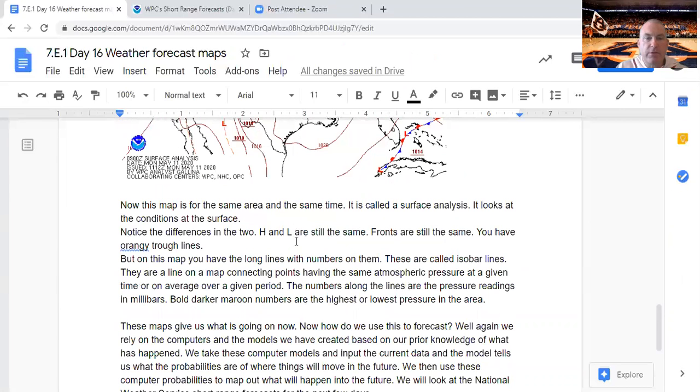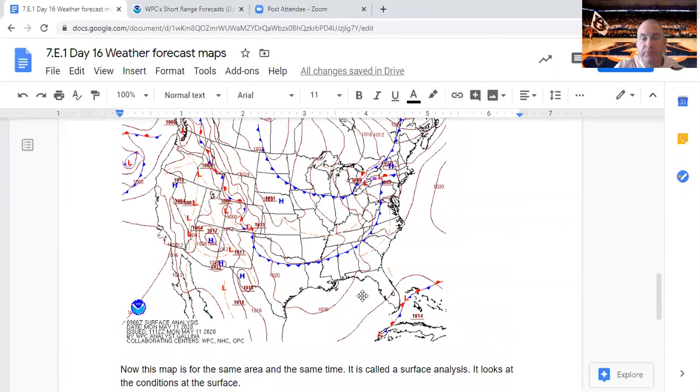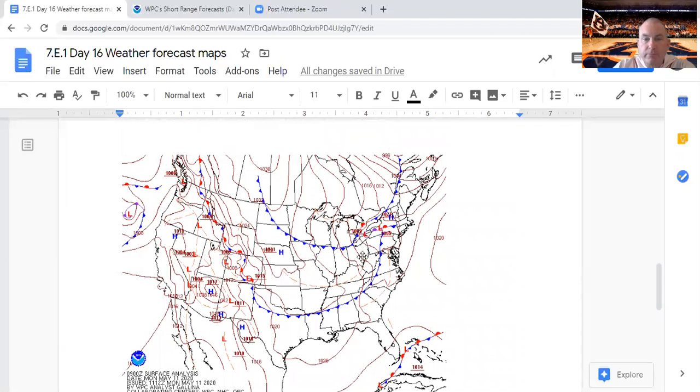But now the one thing that this one adds to it is the long lines with the numbers on. These are called isobar lines. They're lines on a map connecting points having the same atmospheric pressure at a given time, on average, or an average over a given period. The numbers along the lines are the pressure readings in millibars. Bold, darker maroon numbers are the highest or lowest pressure in areas. So we're gonna look at this thing. We see there's a line right there, and it's got 1020 on it.